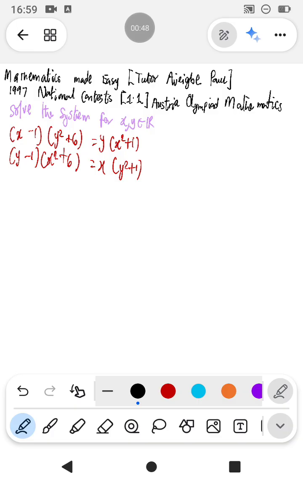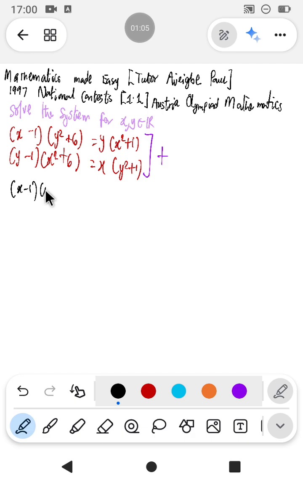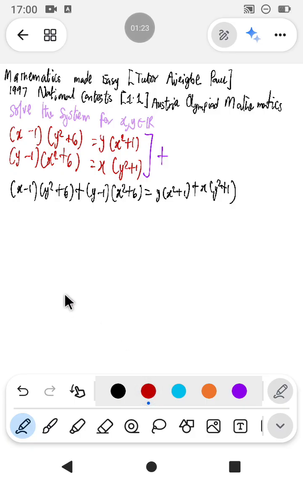Okay, let's dive into the solution. Now, if you want to solve this problem, the first thing you're going to do is to add the two equations up. That is, you add equation 1 to equation 2. So let's do that. So it means x minus 1 multiplied by y squared plus 6, then plus y minus 1 multiplied by x squared plus 6, which will be equal to y into bracket x squared plus 1, then plus x into bracket y squared plus 1. Now, the next thing we're going to do here is to simplify completely.